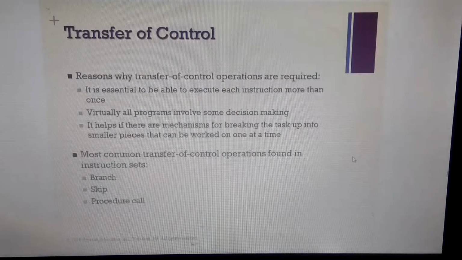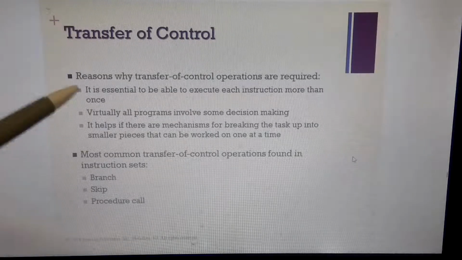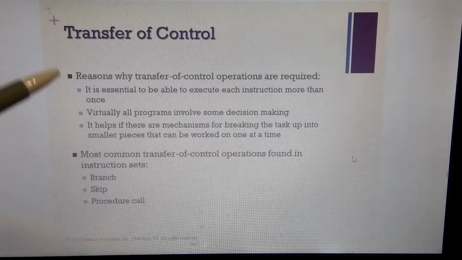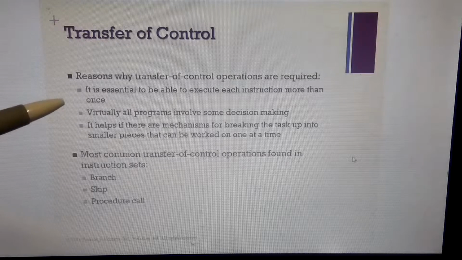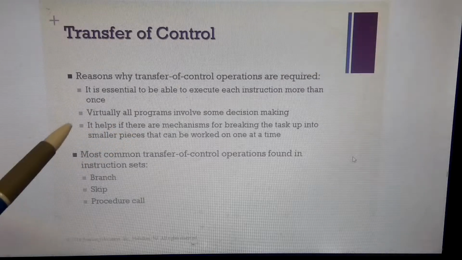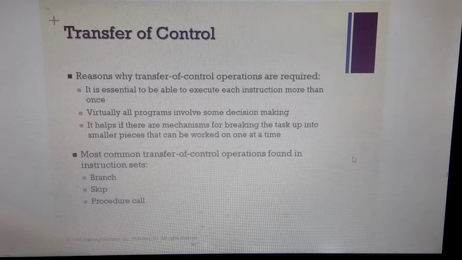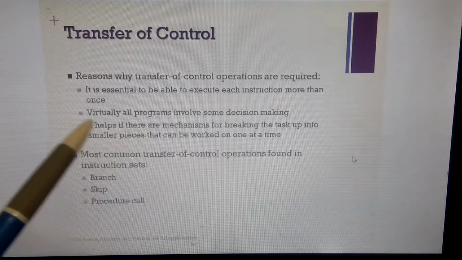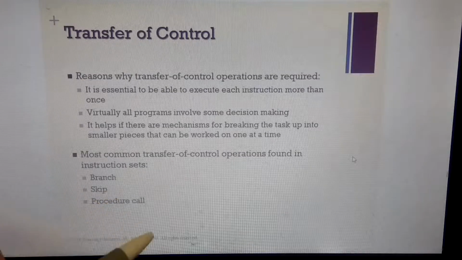And we'll talk about the transfer of control. There's a reason why transfer of control operations are required, because it's essential to be able to execute each instruction more than once, and virtually all programs involve some decision making, and it helps if there are mechanisms for breaking the task up into smaller pieces that can be worked on one at a time. The most common transfer of control operations found in instruction sets are branch, skip, and procedure call.